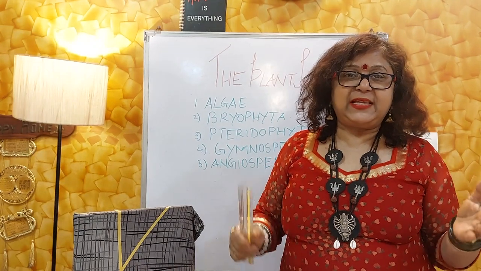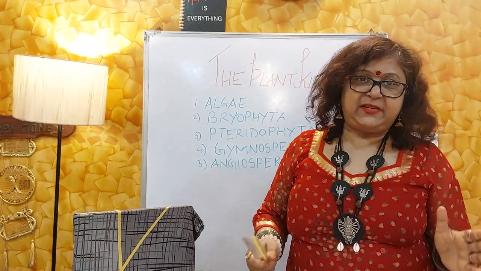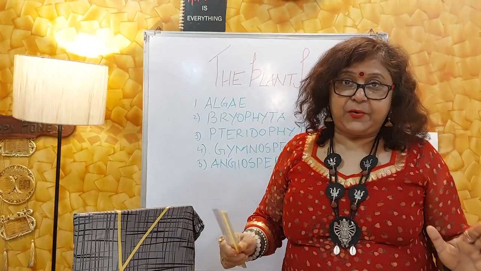Numbers and codes are assigned to all the characters over here, and the data is processed. That is called numerical taxonomy.